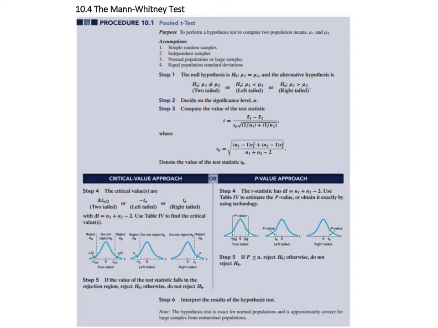Today we are going to discuss the second one, the Mann-Whitney test for non-parametric data. In this test, we have two groups, so we can compare it to the pooled t-test. Actually, the pooled t-test is one of the testing procedures for the two-sample t-test.